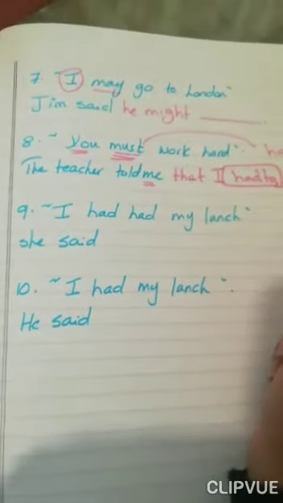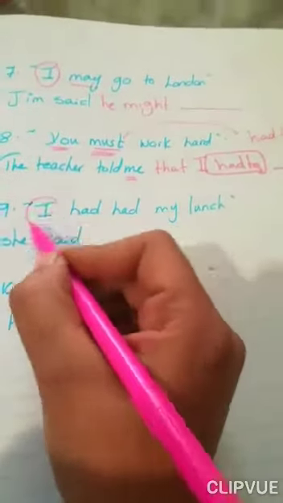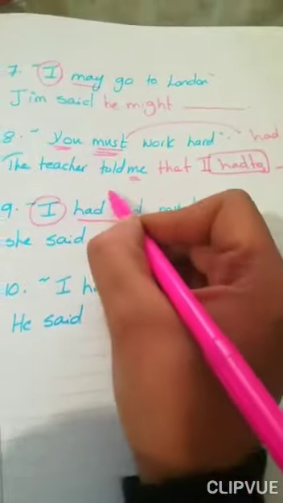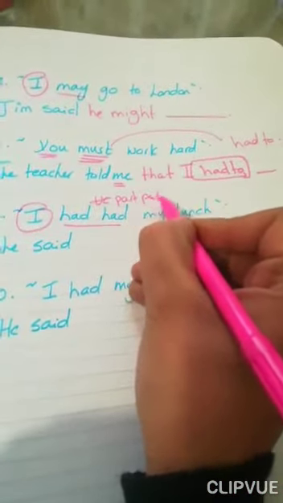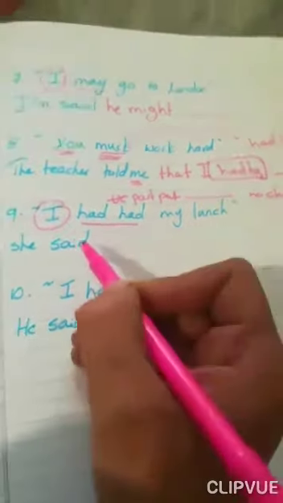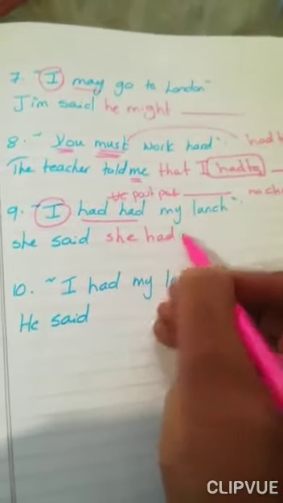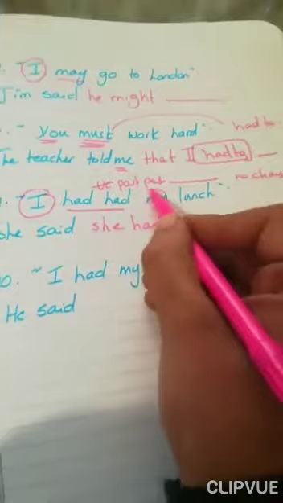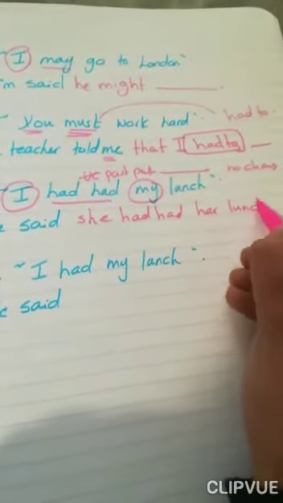I had had my lunch. Look at this sentence. I had had my lunch. She said, what is this? Had, what are her verb? Yes, excellent. This is called past perfect. And past perfect, there is no change. It becomes she said, she, we bring the sentence down, had, had. Don't forget the pronouns. She had had her lunch.